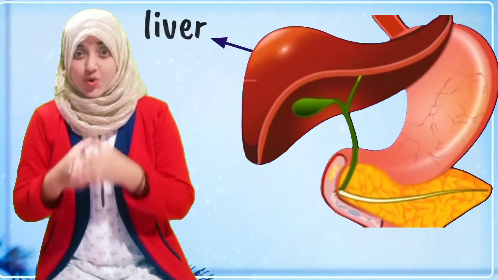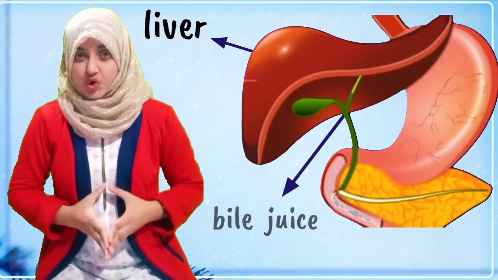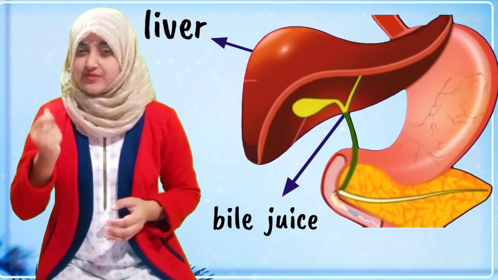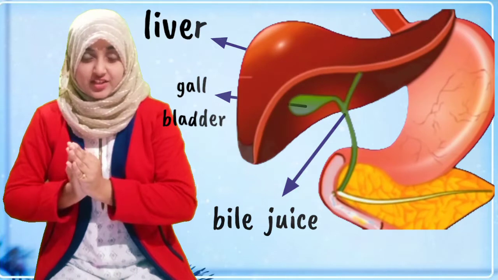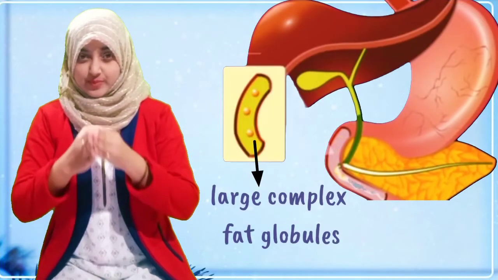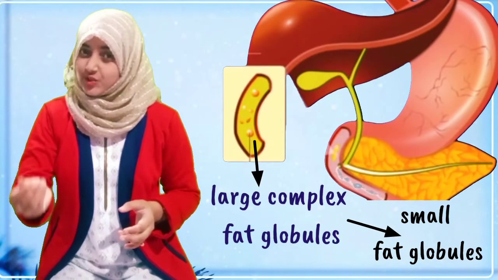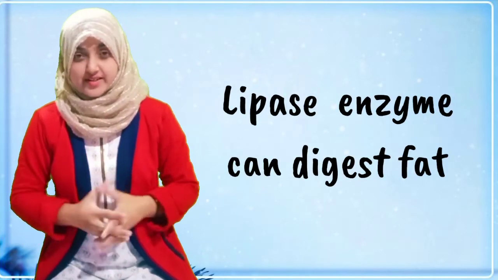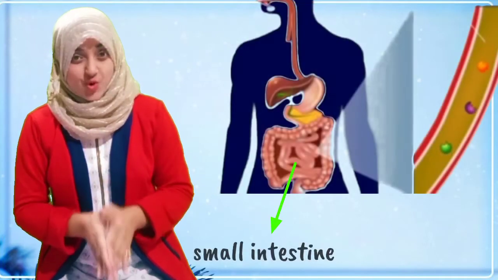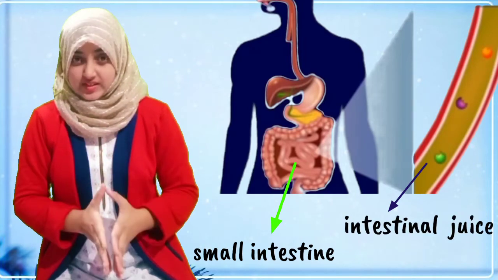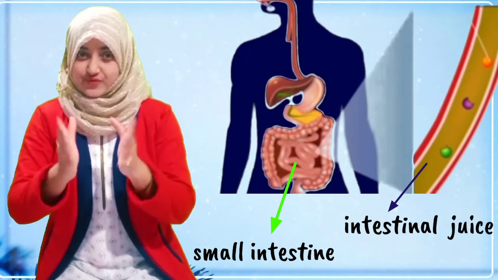The liver also secretes another juice called the bile juice. This bile juice is a yellowish green fluid stored in the gallbladder of our body. It helps to break down the complex fat molecules from the food into simpler fat globules, so that the lipase enzyme can digest the fats. Further, the small intestine releases its own intestinal juice, which has enzymes for the complete digestion of food.